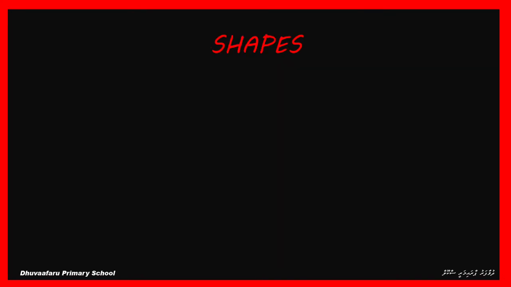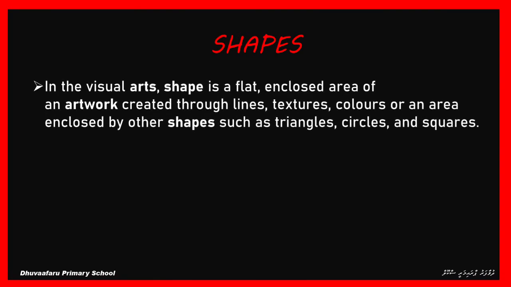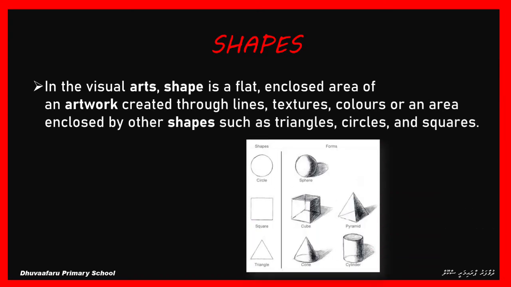Students, do you know what shapes are? In visual art, a shape is a flat, enclosed area of an artwork created through lines, textures, colors, or an area enclosed by other shapes such as triangles, circles, and squares. There are two major types of shape in art. They are geometric and organic. The geometric shapes are mathematical and include squares, circles, and triangles.